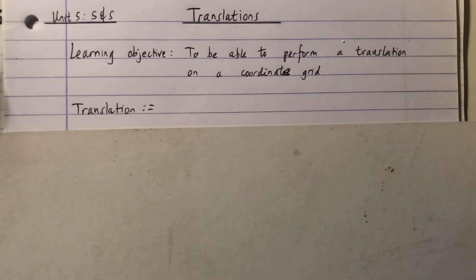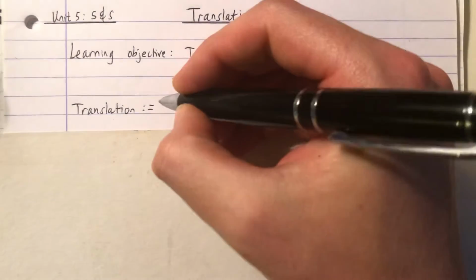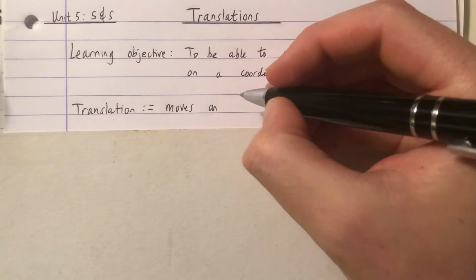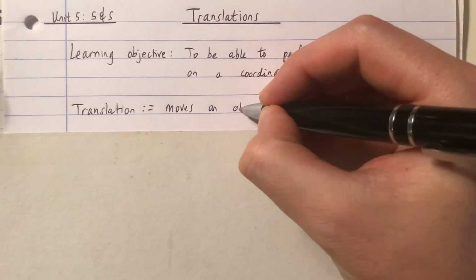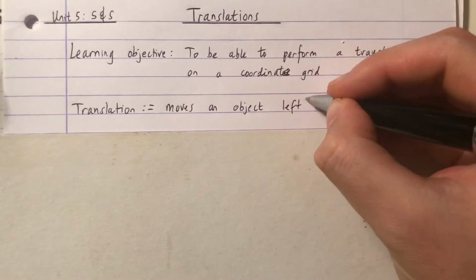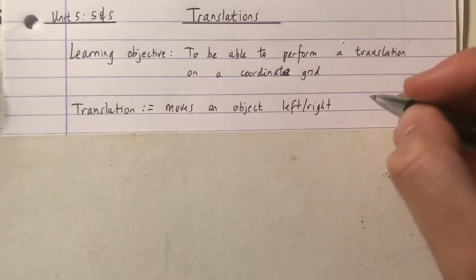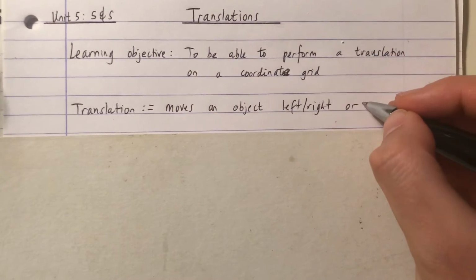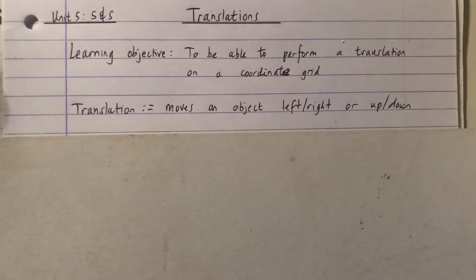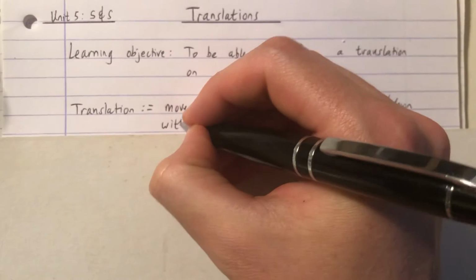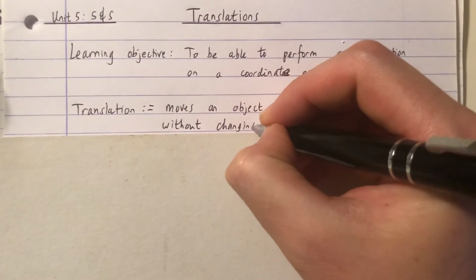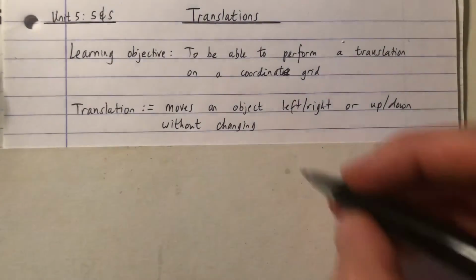So in the maths context, a translation moves an object, a 2D object, left or right, or up or down, without changing the object's size or orientation.